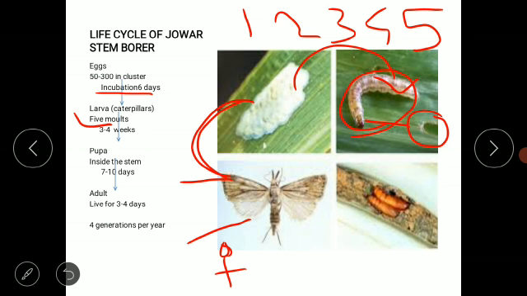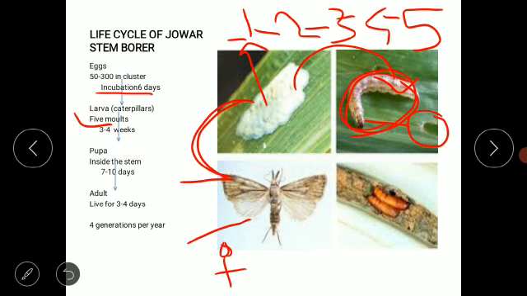So the first stage larva is very small. When the egg hatches, it develops into the first stage larva. It will grow into second instar, grow into third, grow into fourth, grow into fifth, which means it is the larger one. So these larger larvae enter into the shoot.